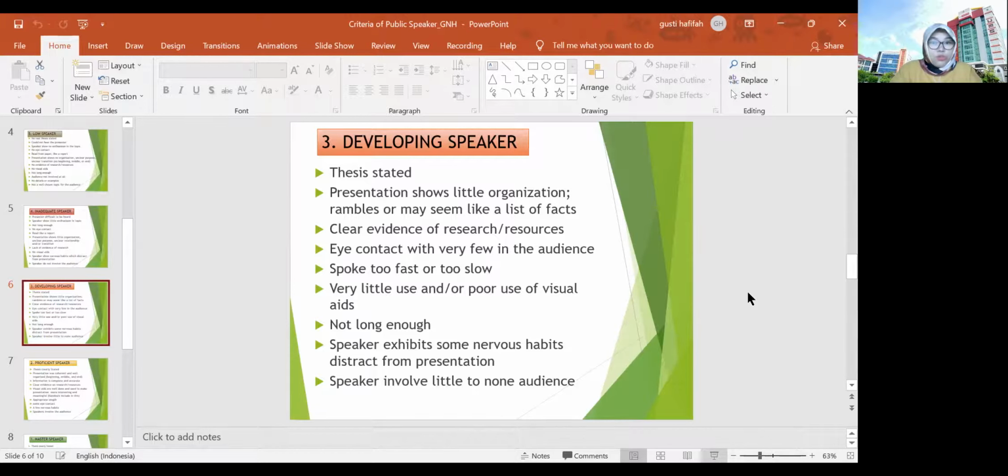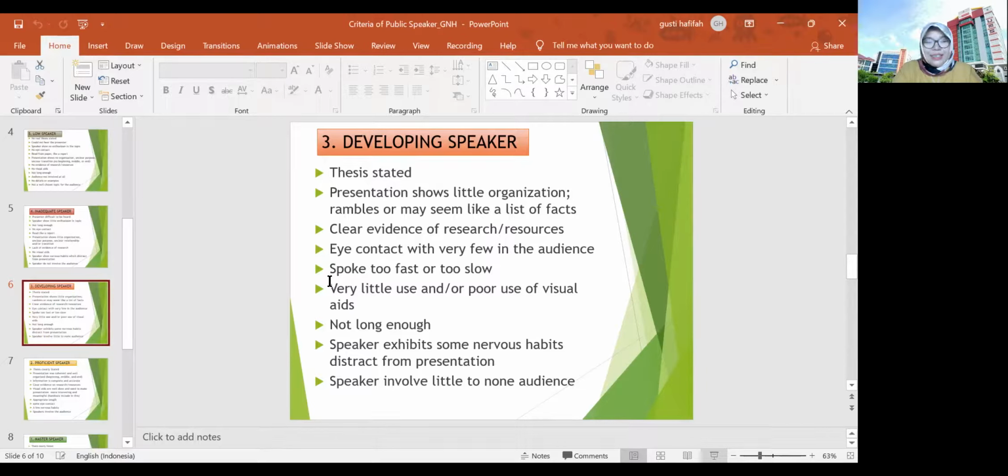You speak too fast or too slow, yeah. Very little use and poor use of visual aids, even though you're using visual aids, not long enough. The speaker exhibits some nervous habits that distract from the presentation. Okay, so the anxiety is still shown there during your presentation. And the last, the speaker involves little of the audience. So as a developing speaker, they're trying to engage with the audience, even though it doesn't involve too many people.